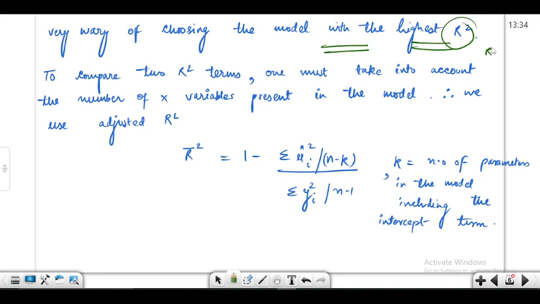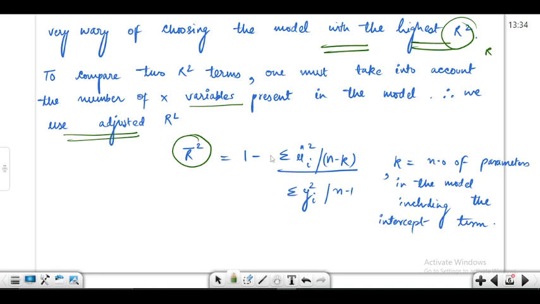It also means that the error term or the unexplained part is decreasing, right? Now, to compare two R square terms, one must take into account the number of X variables present in the model. Therefore, we use adjusted R square. Okay, so adjusted R square is doing what? It is basically allowing you to compare two models where the number of variables in the models might be different.